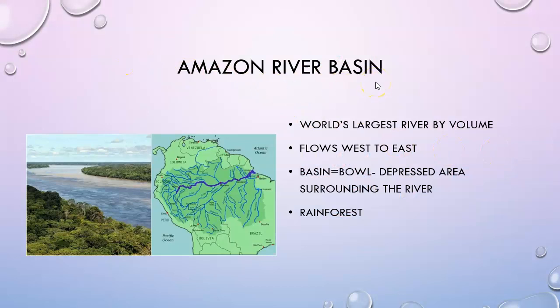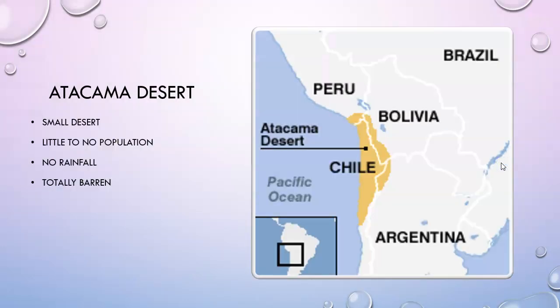The Amazon River Basin. The Amazon River is the largest river by volume. It flows from west to east, starting up here in the Andes Mountains, and flows east towards the Atlantic Ocean. The word basin is another word for bowl. So, the Amazon basin is that depressed, bowl-like area that surrounds the river. Also in the Amazon River basin is the Amazon rainforest.